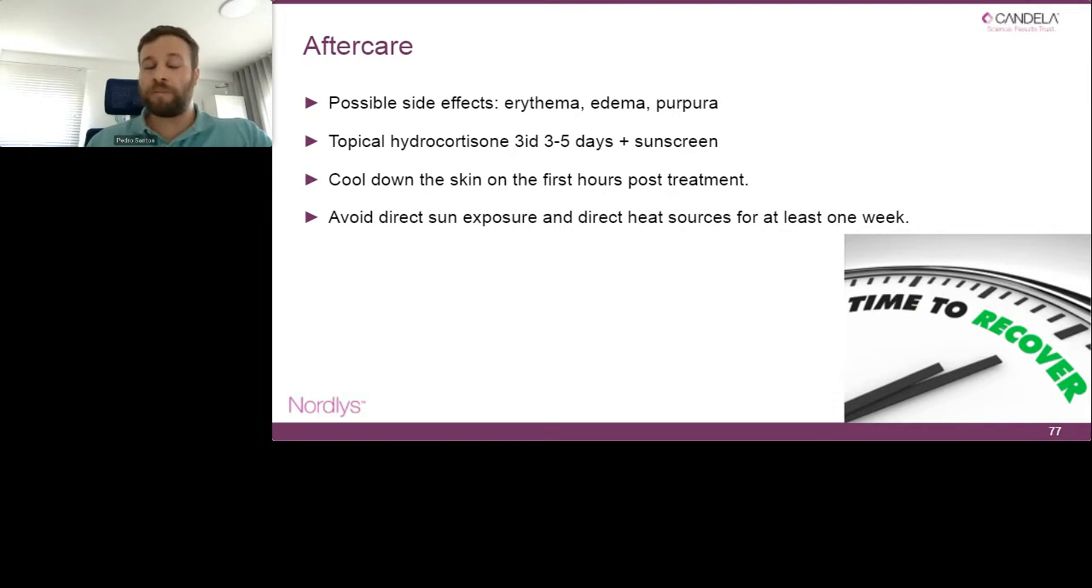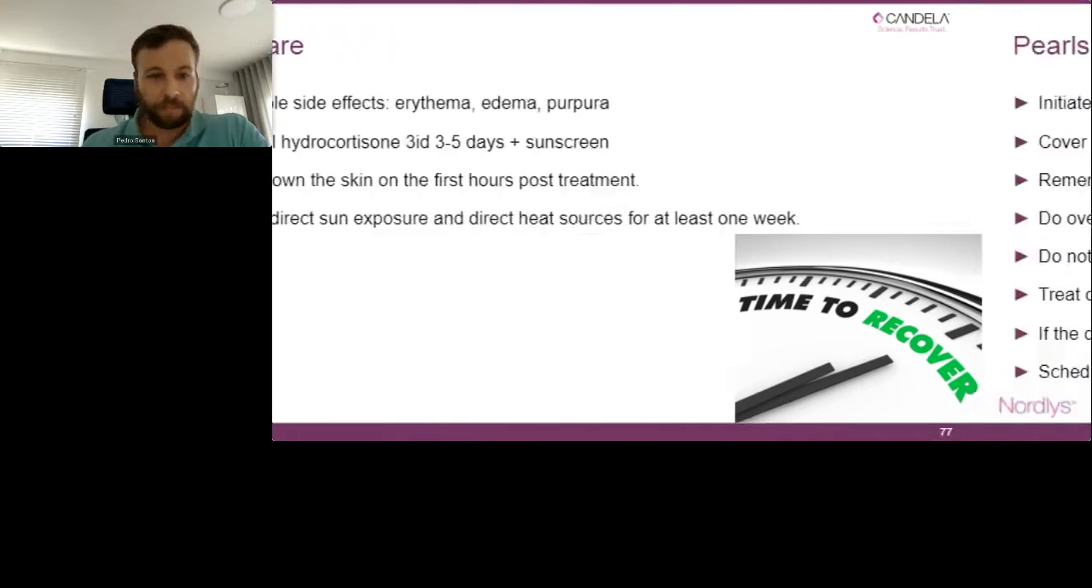And to improve comfort and to cool down the skin, we should advise our patients to apply cold gauzes or cold thermal water spray, or even ice in the first hours. And the patients should avoid direct sun exposure and direct heat sources for at least 1 week after treatment.